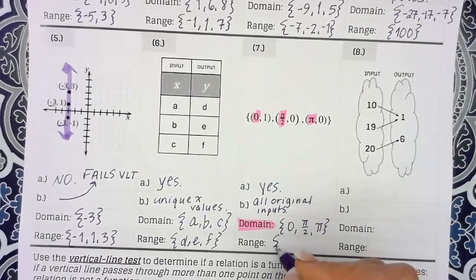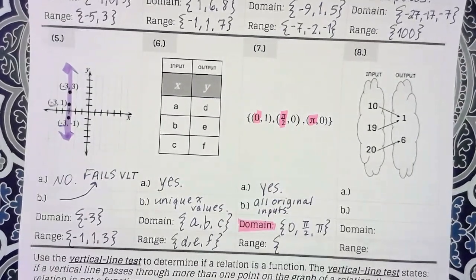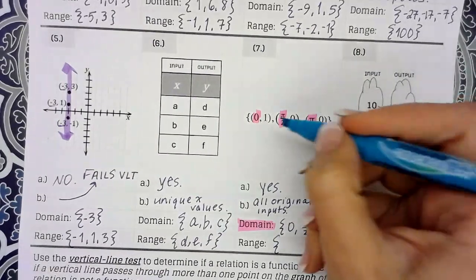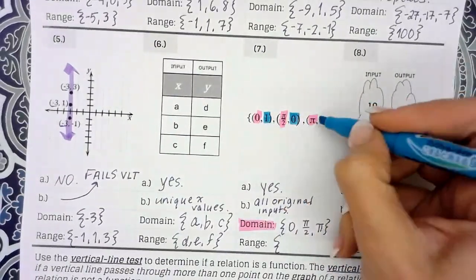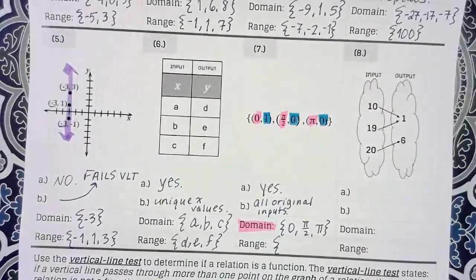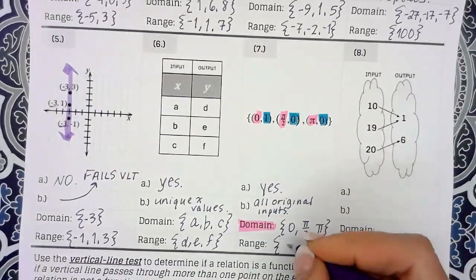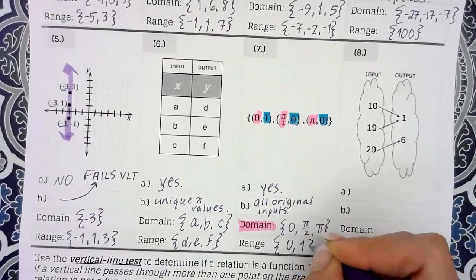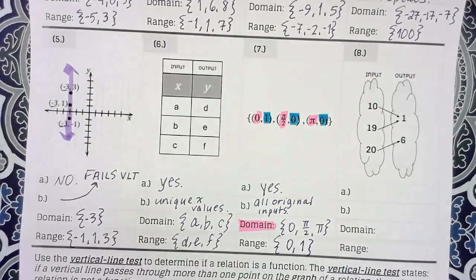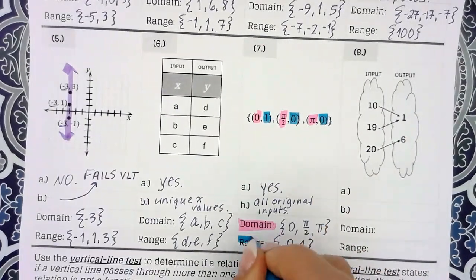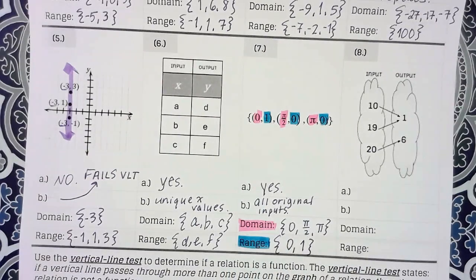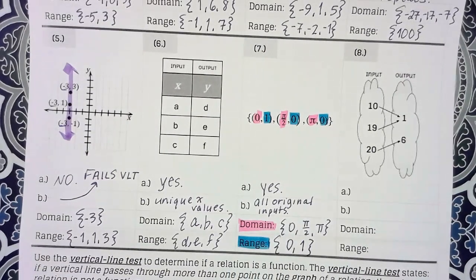And then range. So range, we were using blue. I know it's going to be a little heavy, but we have 1, 0, and 0. So how do I write that? 0, 1. Again, similar to practice problem 1, a y value could repeat itself, or an output value could repeat itself, and it could still be a function. It's all about the x's.